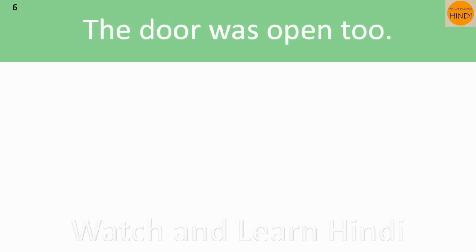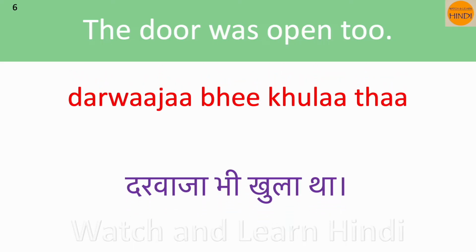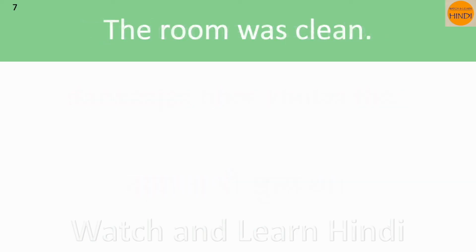The door was open too. दरवाज़ा भी खुला था. Here दरवाज़ा is door, खुला is open, and भी means too or also. दरवाज़ा भी खुला था. The door was open too.